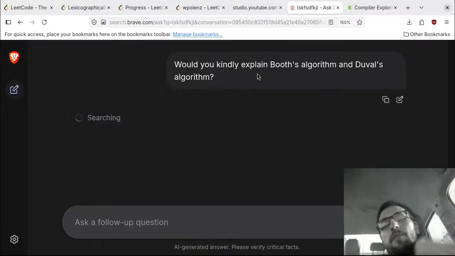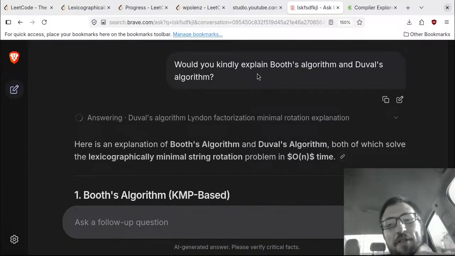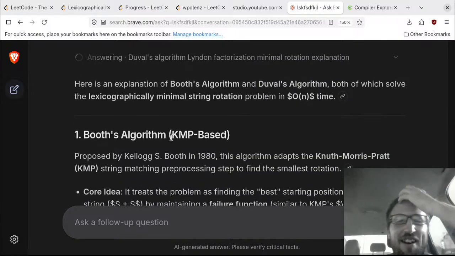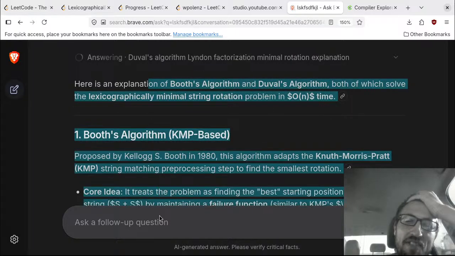Okay, interesting. So this is part of the reason why I was struggling with these questions, because I was basically going to reinvent one of these two algorithms myself. I was thinking of a KMP. I was literally going to reinvent Booth's algorithm, and I was like, I don't know about this, man.